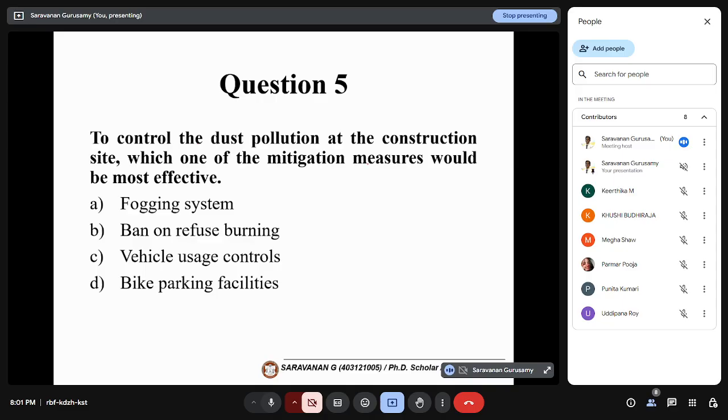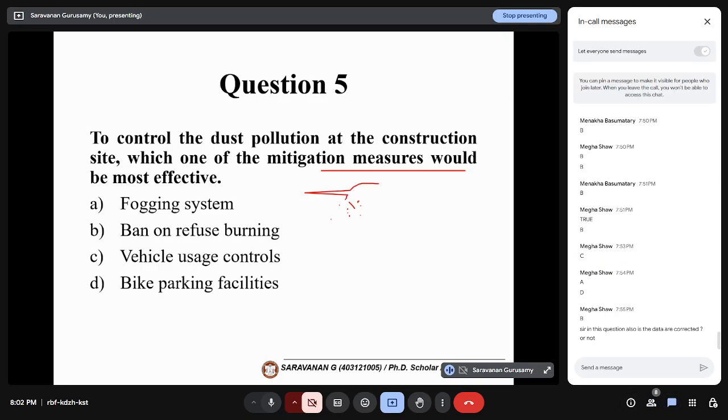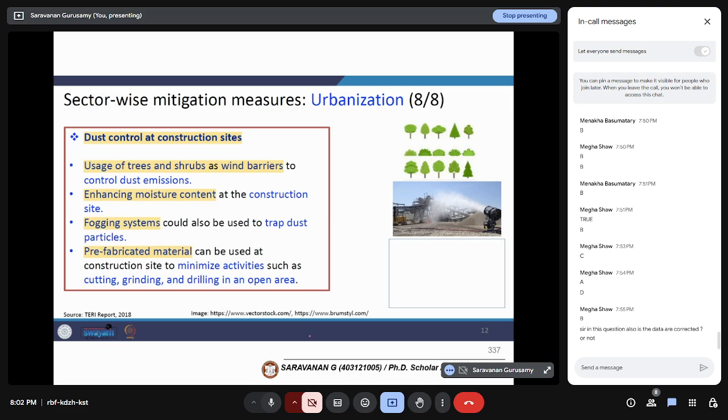To control dust pollution at a construction site, which mitigation measure is used? Because dust particles are very fine in the construction region, I can spray water. That is called the fogging system: spray water to settle the dust. Just like what we do outside the house in the morning, spraying water to reduce the emission of particulate matter from the ground. The same is adopted at construction sites.